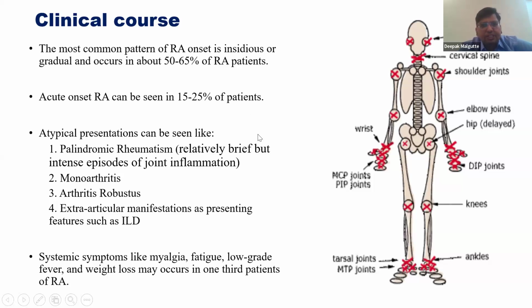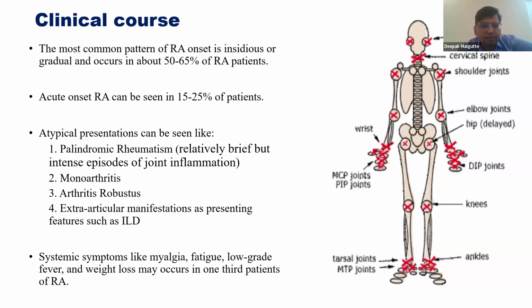Sometimes the presentation of rheumatoid arthritis, which we consider a chronic arthritis, can be an acute onset, which is seen in around 15 to 25% of patients. And sometimes there are atypical presentations, like palindromic rheumatism, where a patient develops single or few joint involvement which lasts for 2 to 3 days, and then they get relief, and then again after a certain time they start having inflammation. So these are episodic in nature.